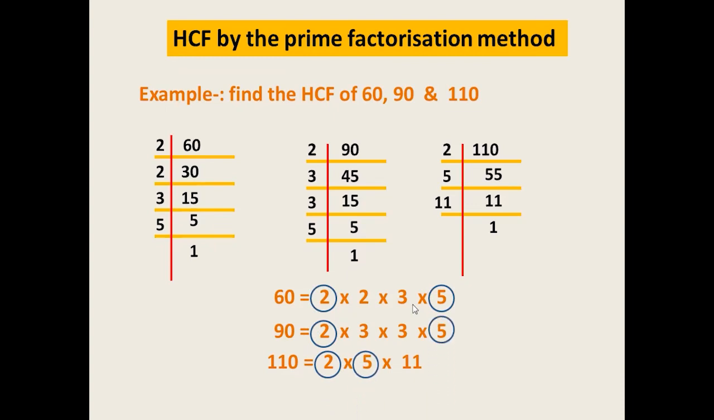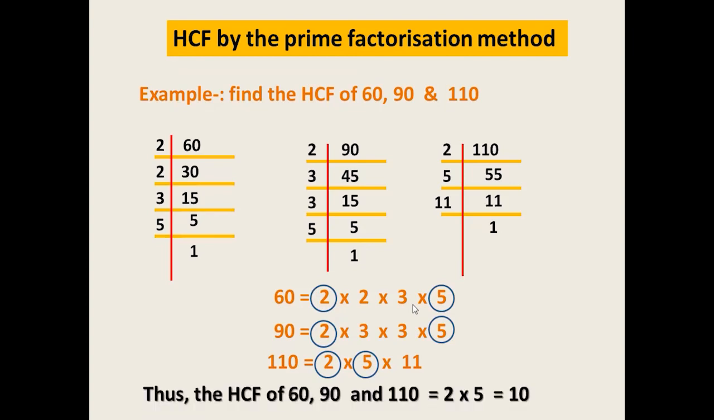So the product of the common factors of the numbers gives the HCF. So the HCF of the given numbers is the product of common factors, that is 2 into 5, which is equal to 10. So HCF of 60, 90 and 110 is 10.